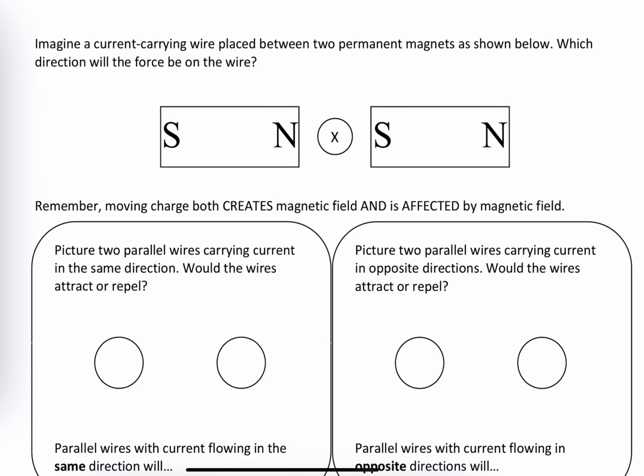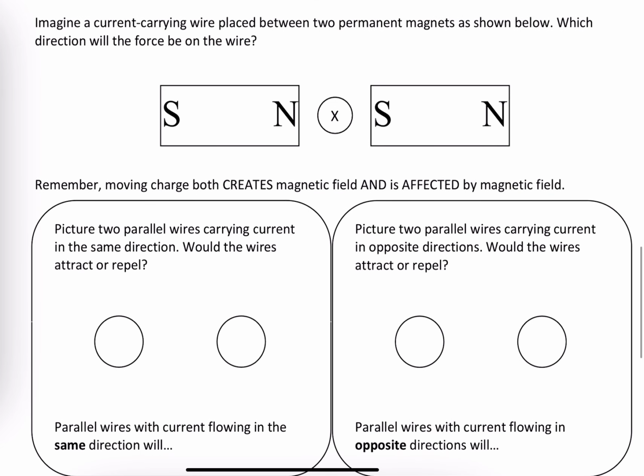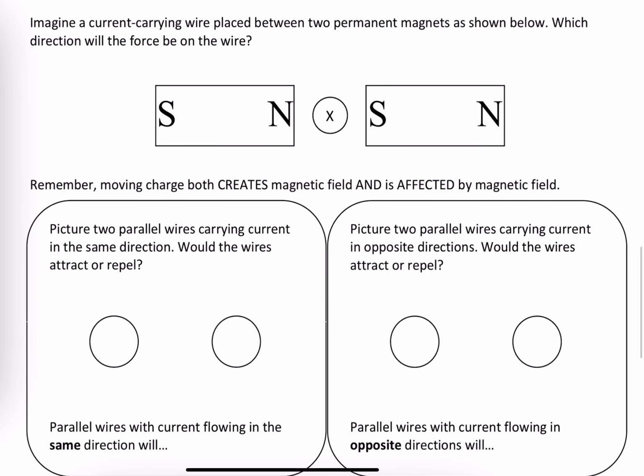So let's take what we've said here. Specifically, let's take that second right-hand rule. No formulas yet, and let's apply it to a scenario. Imagine a current-carrying wire placed between two permanent magnets, as shown below. Here's my current-carrying wire. This wire is sort of running into and out of the page. That circle we're looking at is just a cross-section of the wire, as if it's been sliced down the middle. And here are my two permanent magnets. Which direction will the force be on the wire?